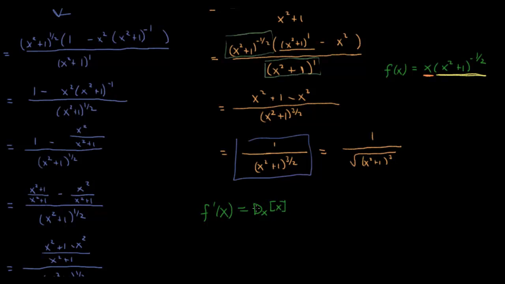Okay? So we have the derivative of the first function times the second function, so times x squared plus 1 to the negative 1/2 power. So that's the derivative of the first times the second, plus the derivative with respect to x of the second function, which is x squared plus 1 to the negative 1/2 power, times the first function, which is just x. So here is the direct application of the product rule. Now let's find those derivatives.